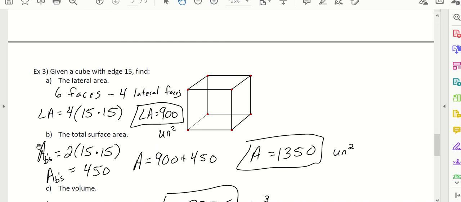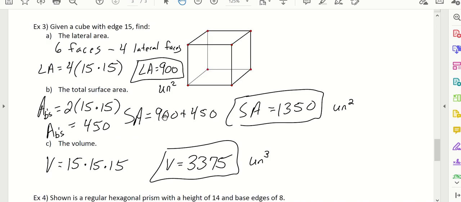For the total surface area, we've got to find the area of the bases now. There is 15 by 15, and there's 2 of them. So 15 times 15 times 2. The area of the bases together will be 450. We now add that to the lateral area to find our surface area. So the surface area is 900 plus 450, giving us a total surface area of 1,350 units squared.